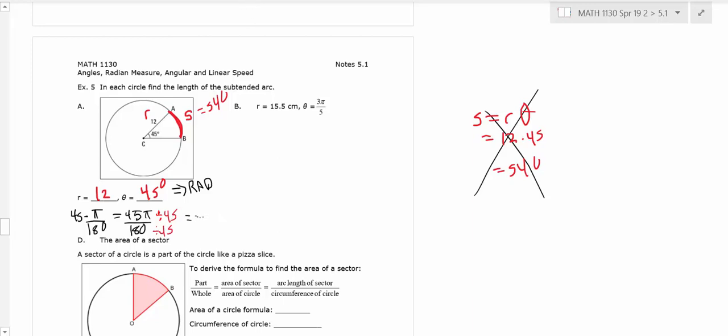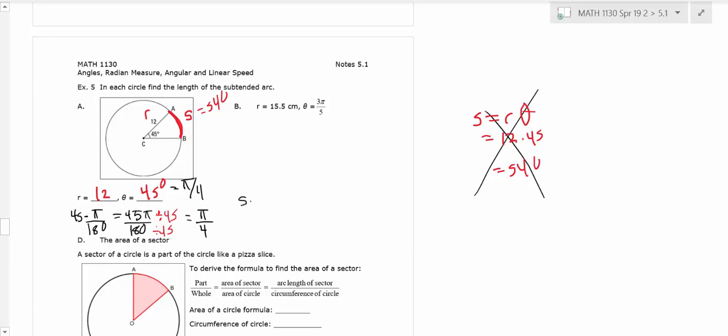45 over 45 is 1, so the numerator is just pi. 180 divided by 45 is 4. So pi over 4 is the same thing as 45 degrees. Now we're going to get a much more sensible answer to that problem. What you always want to do is make sure that your angle is in radians. If it isn't, then you've got to convert it. Now to finish up, then we'll do this.